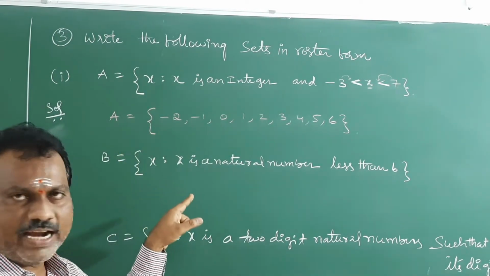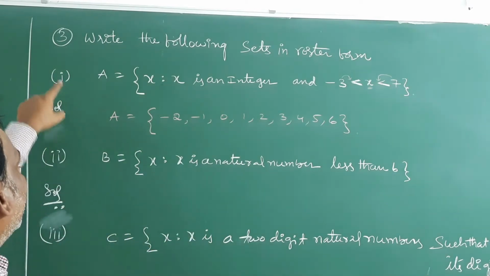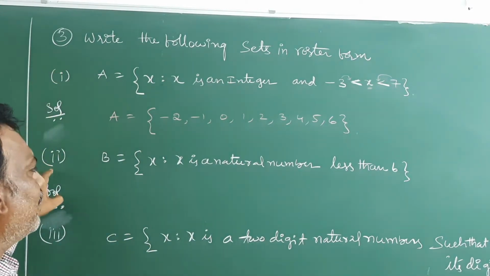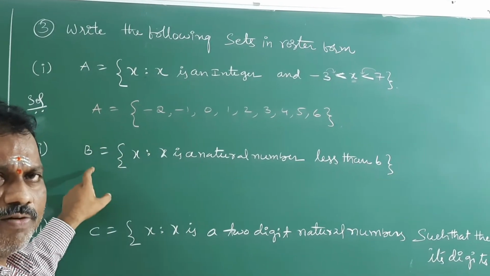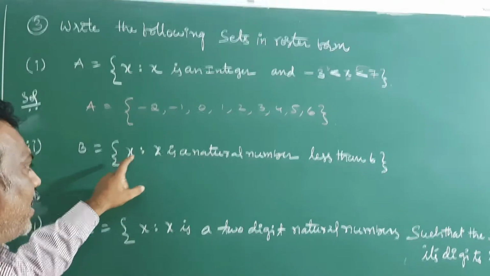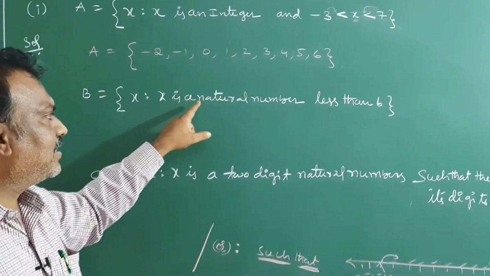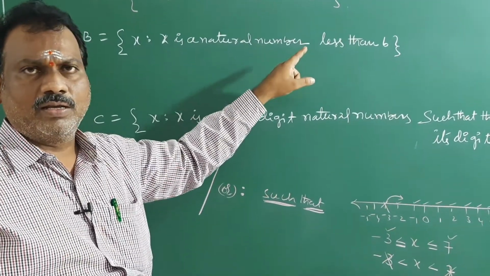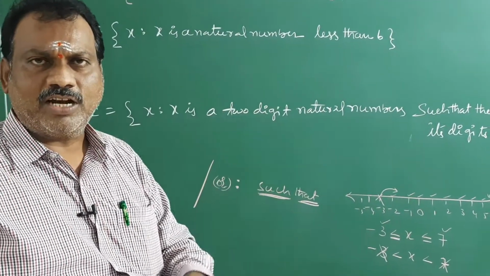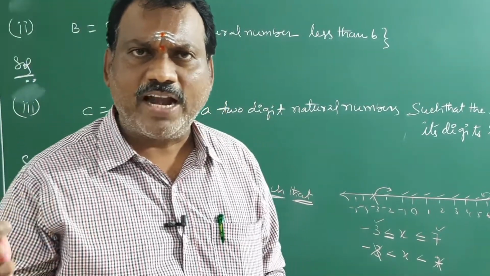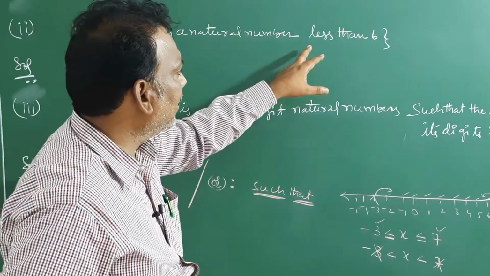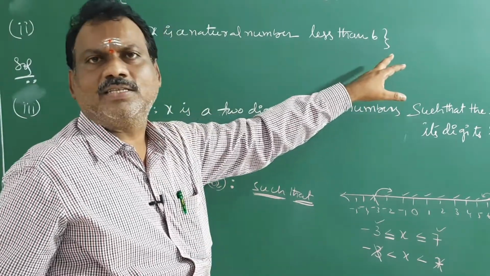Now we'll see the second question. In third main, second subdivision, they are given B is equal to set of X such that X is a natural number. You want to write natural numbers. Natural numbers infinites are there. You want to write all infinite? No. They are given till less than 6.